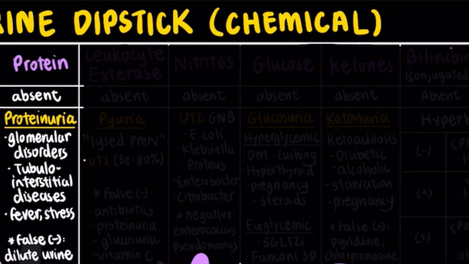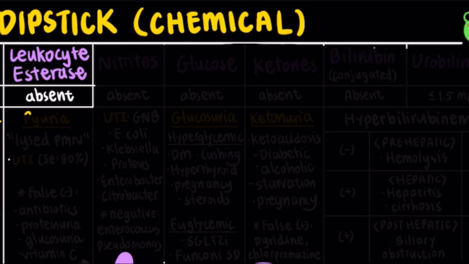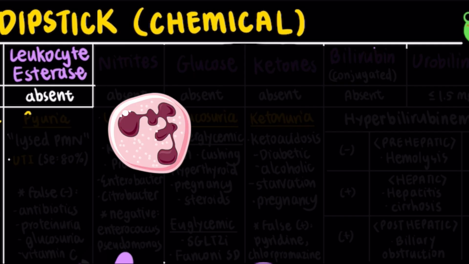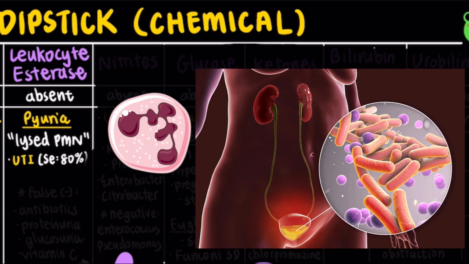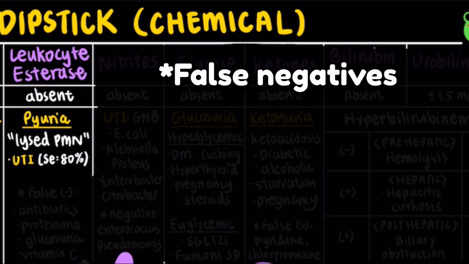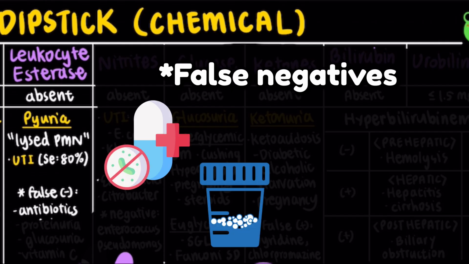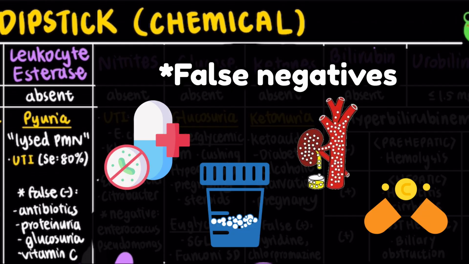Now let's look at leukocyte esterase. This test detects an enzyme released from lysed neutrophils. So when it's positive, it suggests the presence of white blood cells in the urine, or what we call pyuria. It's most commonly seen in urinary tract infections with sensitivity of up to 80%. But there are also some false positives to watch out for. Things like certain antibiotics, proteinuria, glucosuria, and even vitamin C can interfere with the reaction and give misleading results.